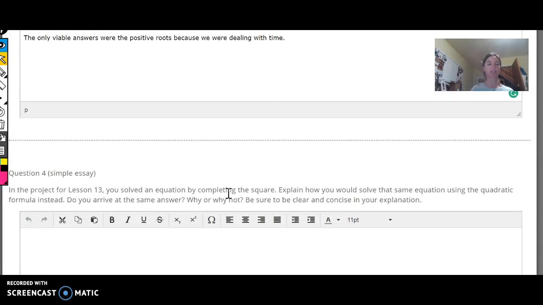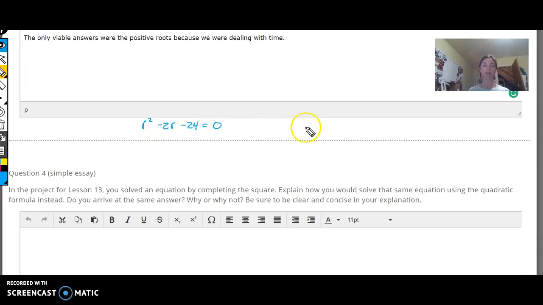All right, last question here. In the project for lesson 13, you solved an equation by completing the square. Explain how you would solve that same equation using the quadratic formula instead. Do you arrive at the same answer? So what we had was r squared minus 2r minus 24 equal to 0.